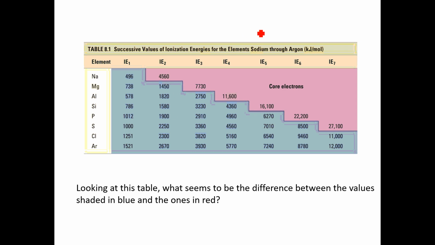And that's because, going back to Coulomb's law, force is proportional to charge over distance. Those core electrons are a lot closer to the nucleus. And we're also reducing the number of shielding electrons. Those core electrons have fewer shielding electrons in between them and the nucleus. So you'll also find your effective charge goes up as well.